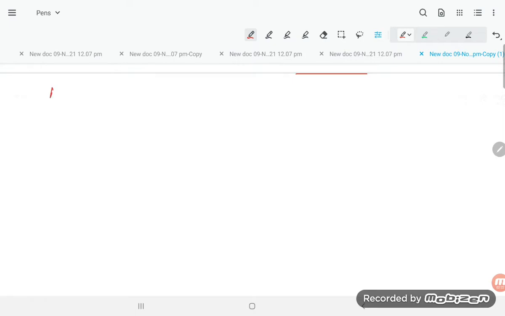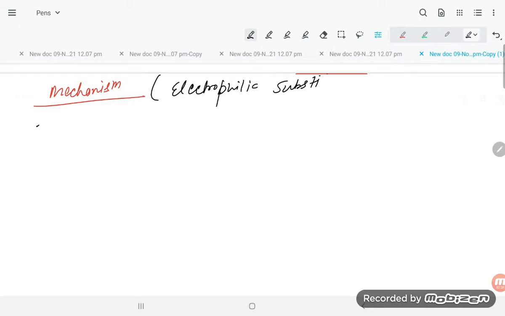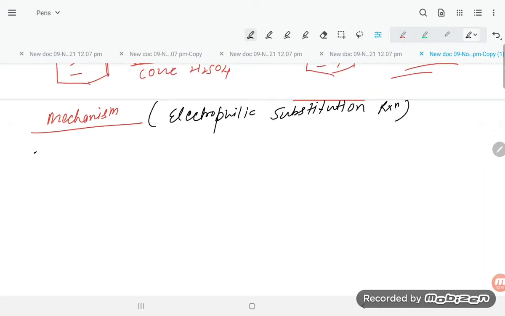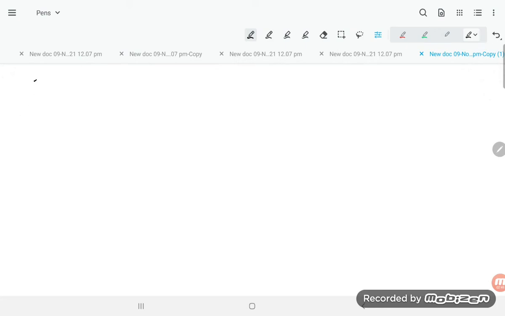Now the important thing which we have to understand is the mechanism, friends. This is the electrophilic substitution reaction mechanism. Dear friend, here you see this electrophilic substitution reaction involves the following steps. Step number 1 is formation of electrophile.